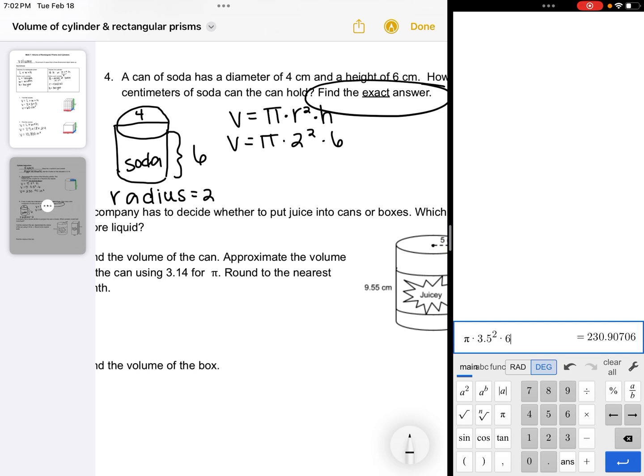So in a calculator, I'm going to put in all of the numbers except for the pi symbol, because the pi symbol has to be left in my answer. So I'm going to put in 2 squared times 6. I get 24. So my final answer should be volume equals 24 pi.